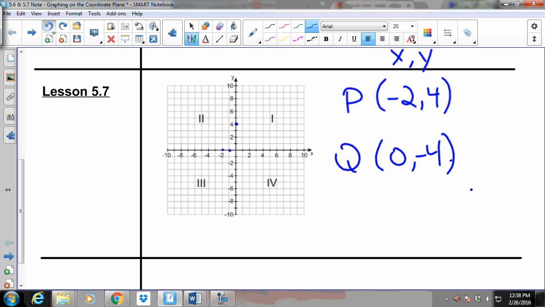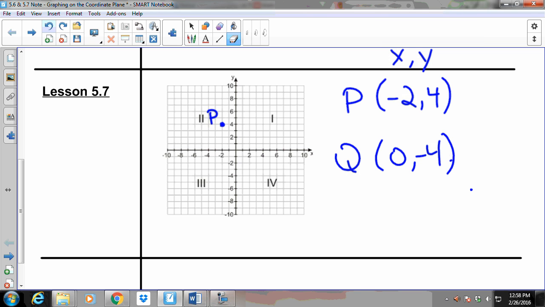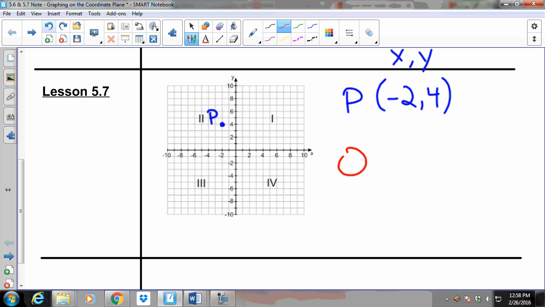So I'm going to get rid of all that stuff. I went to negative 2 and went up to 4 there, and then you just label it as point P. And just for fun, what quadrant is that in? I already told you, it's in quadrant 2, right there. I'm erasing this so we can color coordinate, one in blue and one in red. Zeros are oftentimes confusing when they're asked to graph it, but just follow the rule.